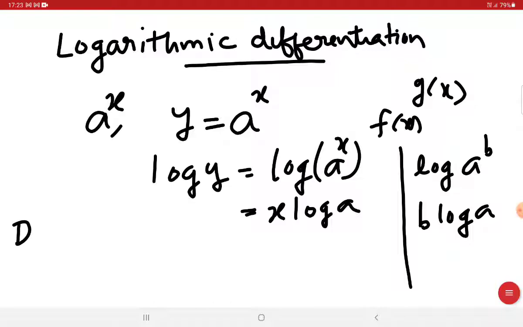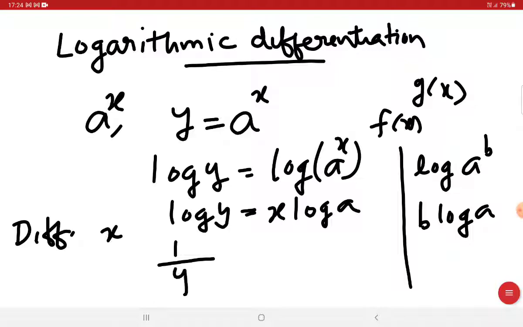Now, differentiate both sides with respect to x. So, log y is a log function, its derivative is 1 by y. Now, derivative of y with respect to x is dy by dx.